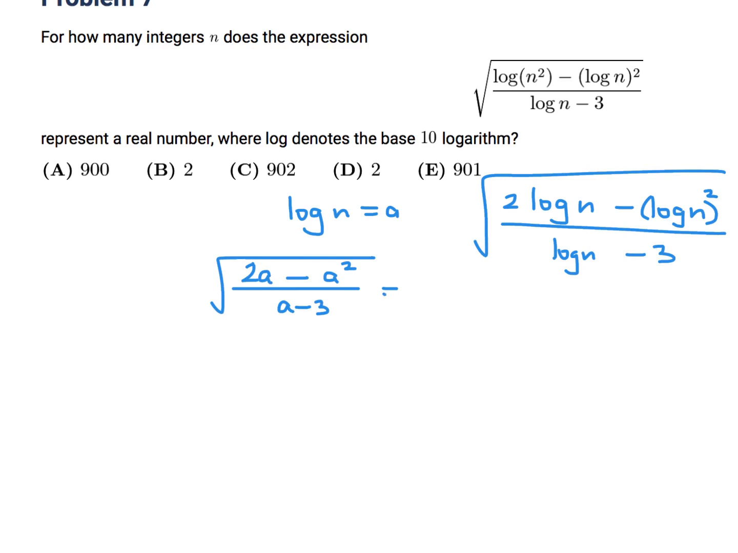And that expression can be further simplified. If I factor out a, it'd be a times 2 minus a, all over a minus 3.